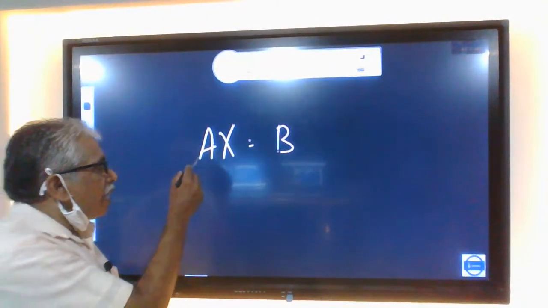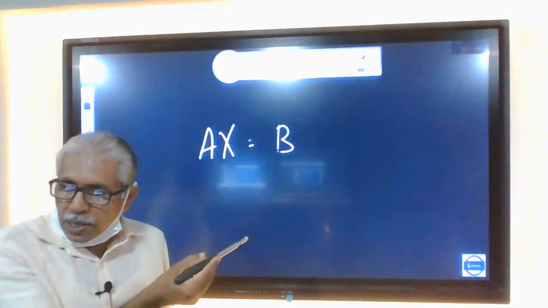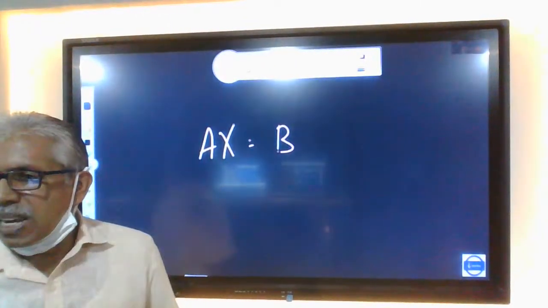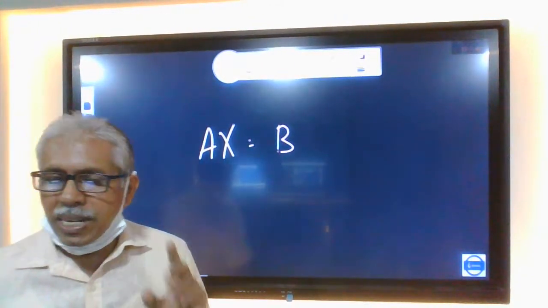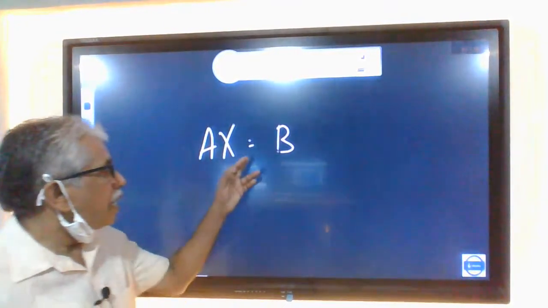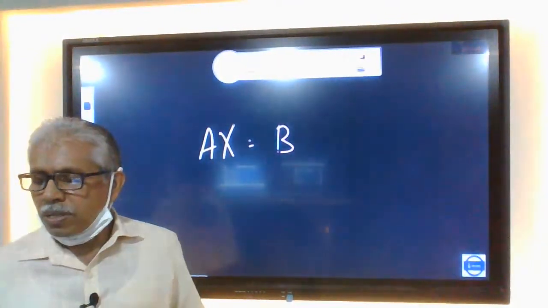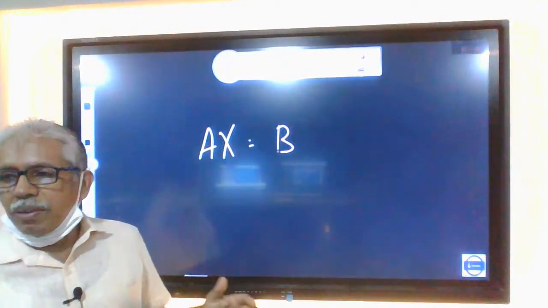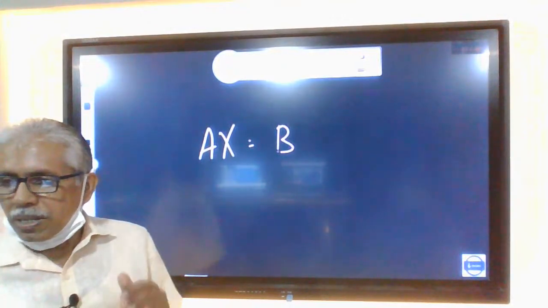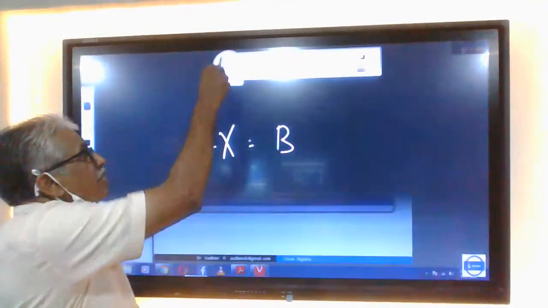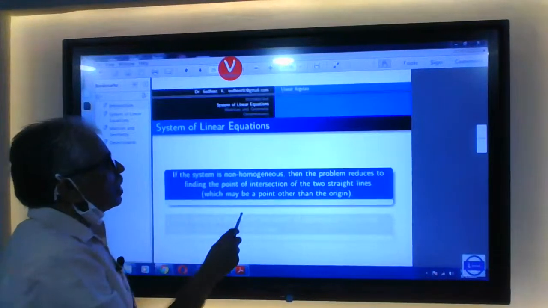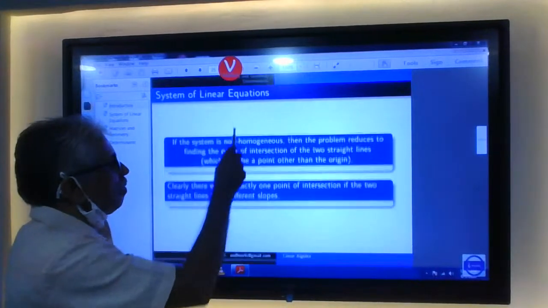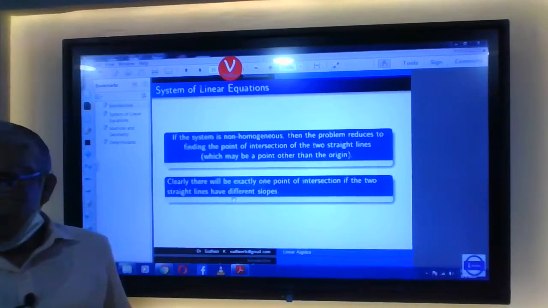And in that case, if determinant A is not equal to 0, you have only the zero solution, x equals 0, y equals 0; the lines intersect only at the origin. And if the determinant is equal to 0, the two straight lines are coinciding, or you will have infinitely many solutions. So the essence is that a homogeneous system always possesses a solution.